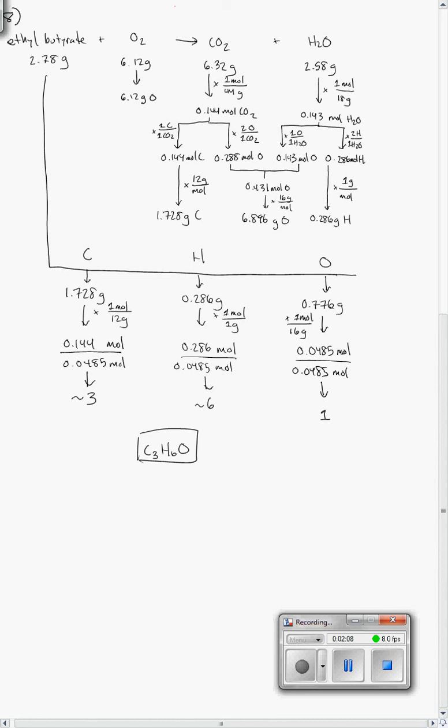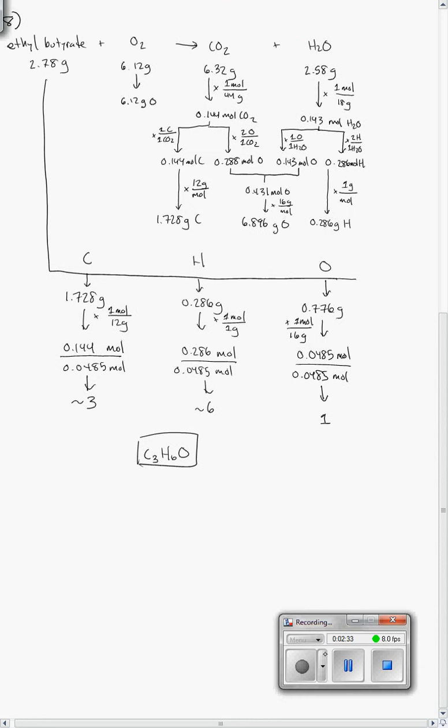So we can figure out the mass of O2 by adding up our mass of CO2, or 6.32 grams, with our mass of H2O, 2.58 grams, and subtracting from it our mass of ethyl butyrate, 2.78 grams. That'll give us 6.12 grams. That's our mass of O2. We know that O2 is 100% oxygen, so we can also say that 6.12 grams of oxygen are in our O2. Once we've got that figured out, it's on to the harder stuff.